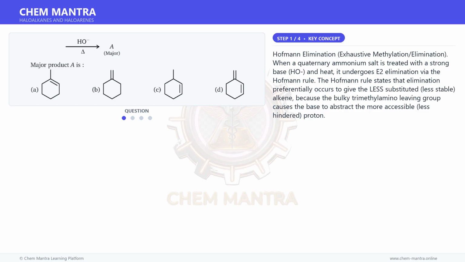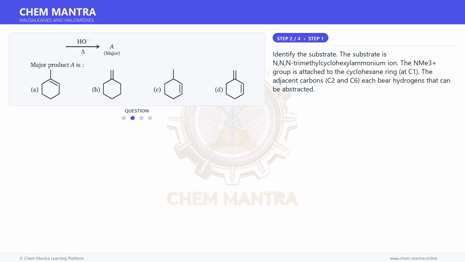When a quaternary ammonium salt is treated with a strong base, OH-, and heat, it undergoes E2 elimination via the Hofmann rule. The Hofmann rule states that elimination preferentially occurs to give the less substituted, less stable alkene, because the bulky trimethylamino leaving group causes the base to abstract the more accessible, less hindered proton. Moving on to the next step.